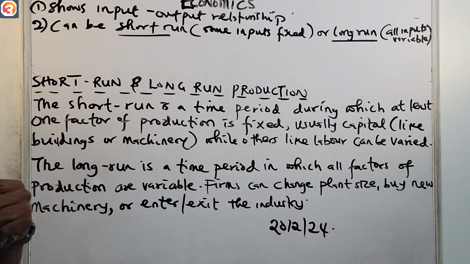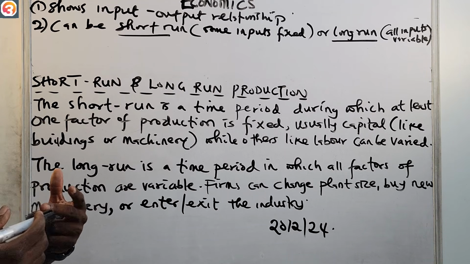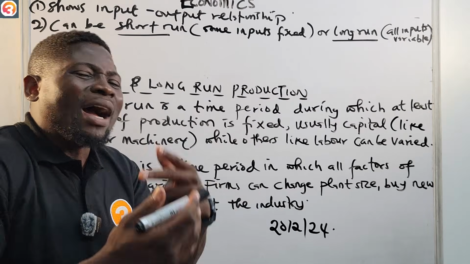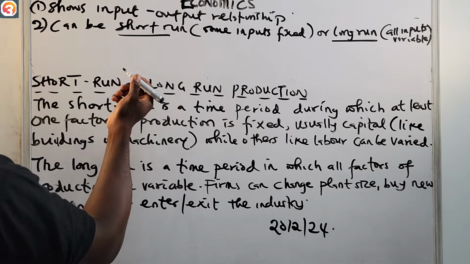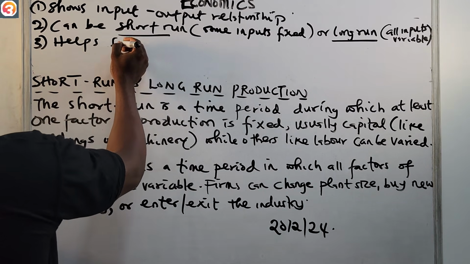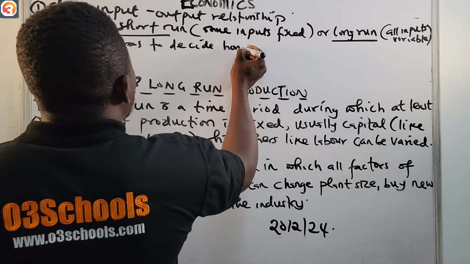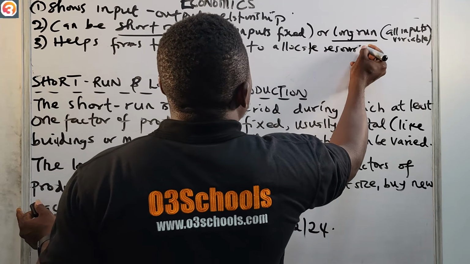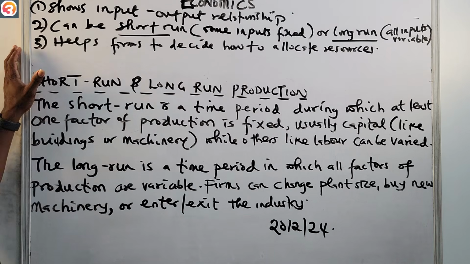Then also, it helps firms to allocate resources. It helps firms to allocate resources. So that is another key characteristic. Number 3, it helps firms to decide how to allocate resources.